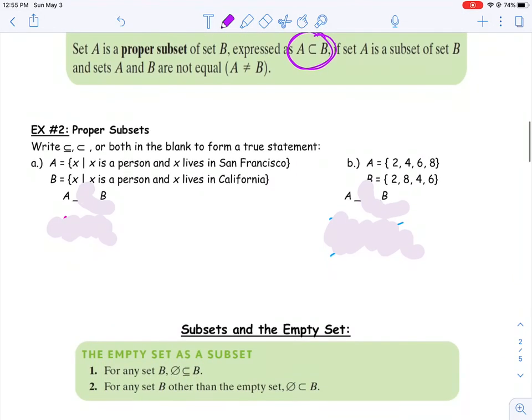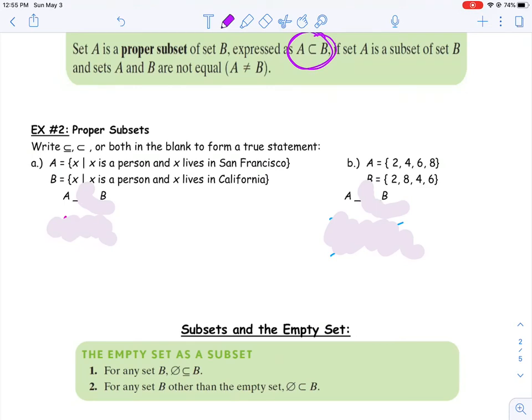Okay, let's do some examples. Look at number 2 with me. It says here, write subset or proper subset or both in the blank to form a true statement. So part A says A is a set of all x's such that x is a person and x lives in San Francisco. So A are all the people that live in San Francisco. B is a set of all x's such that x is a person and x lives in California.